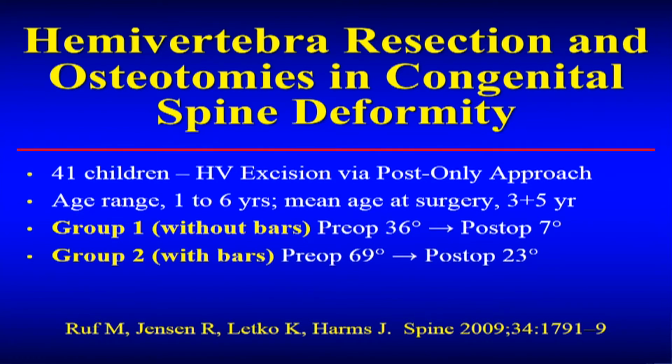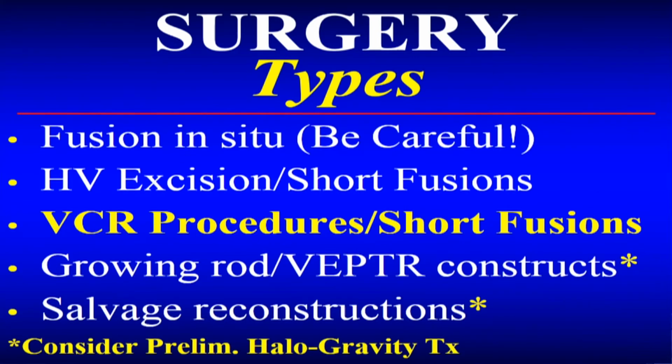Jürgen Harms and Michael Ruf have one of the better publications on single-level hemivertebral excision in congenital deformity treated posteriorly, showing very nice correction, especially in those patients without bars, and a little less correction in the patient with bars, but still very excellent treatment for these congenital deformities.